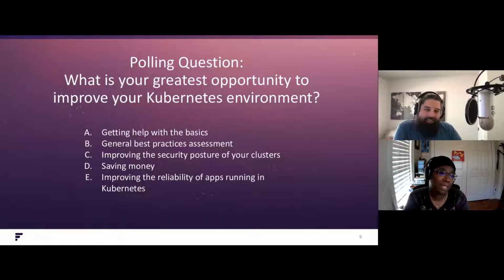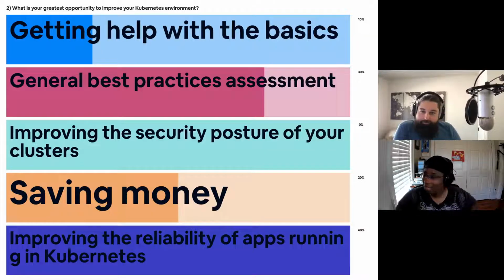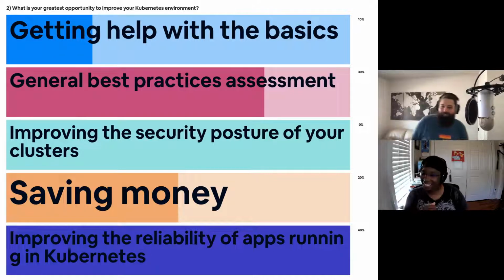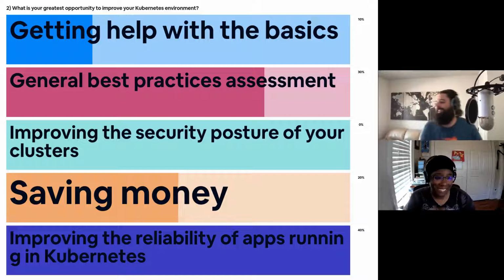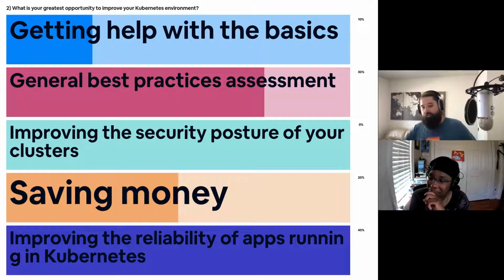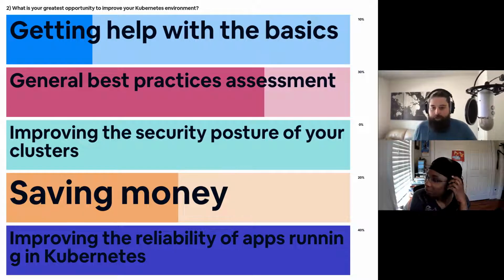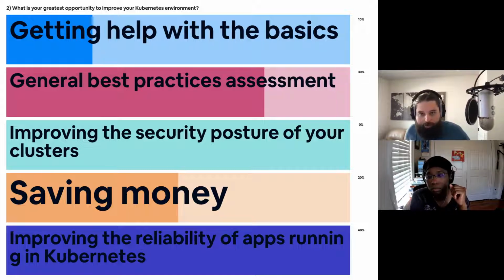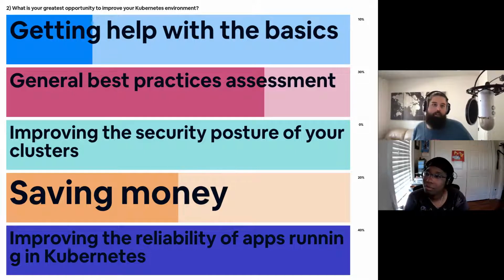All right, bag of chips on who was right. Oh, neither one. Improving the reliability of apps running in Kubernetes. Okay. Well, setting resource request limits is a great way to do that. And then also some of the recommendations by our other tool, Polaris, that are specifically around reliability might be of interest to some folks. So feel free to go take a look at that as well. Thanks for answering the poll, everybody.